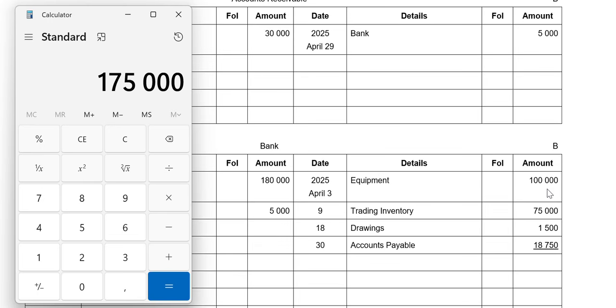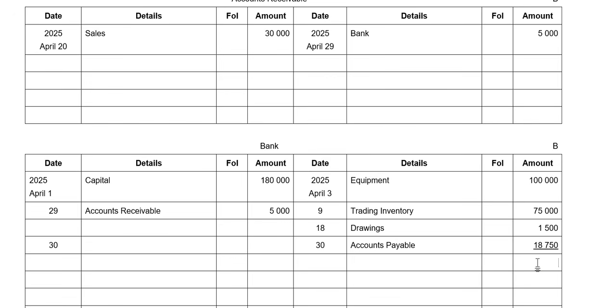175,000. That's the 100 plus the 75 plus 1,500 plus 18,750 equals 195,250. Now I can see that the credit side is actually bigger than the debit side. So what has happened is this bank balance is going to go into overdraft.